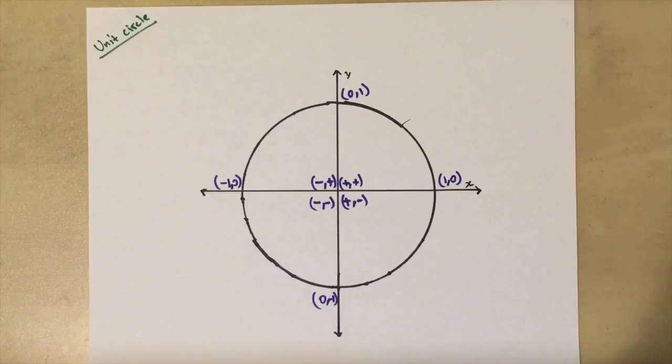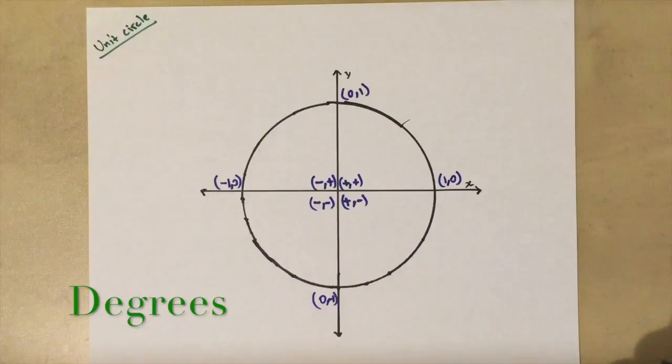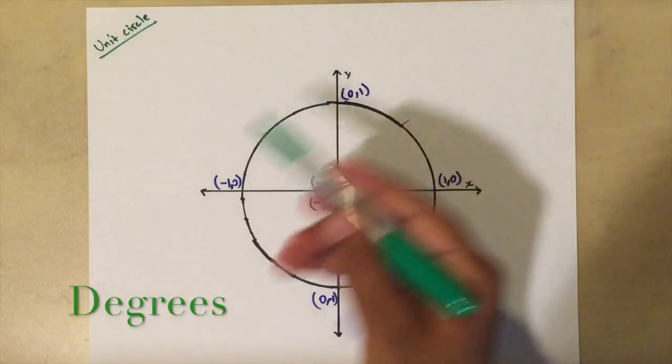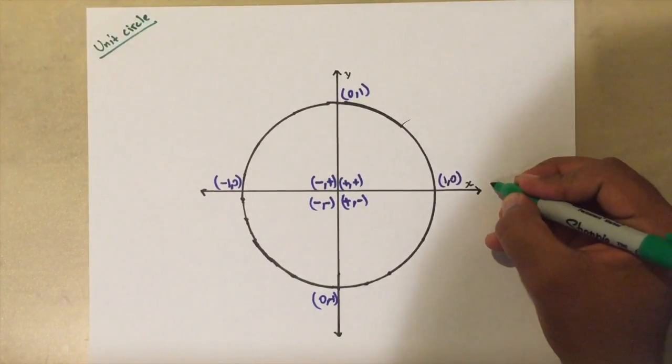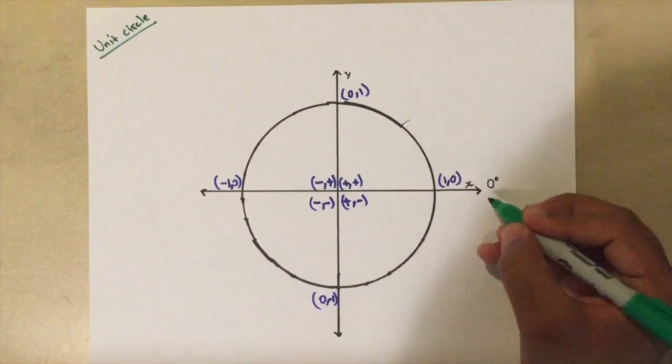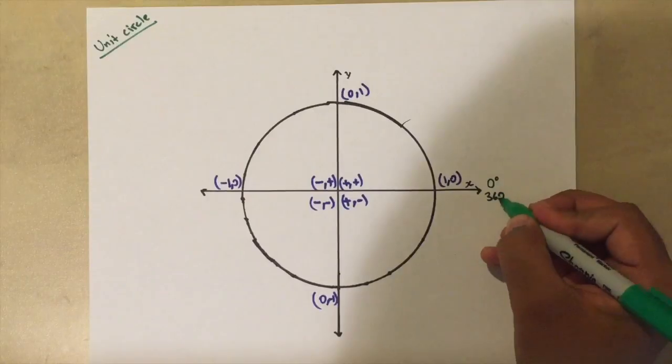Alright, so in this section of the video, I'll teach you how to easily memorize the degrees of the circle. As we've already learned in class, the entire circle comes out to a total of 360 degrees. So we're going to start with 0 degrees, and we're going to end up with 360 degrees.